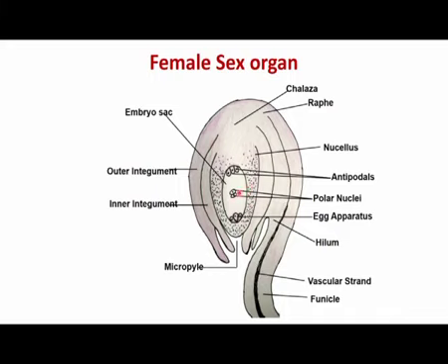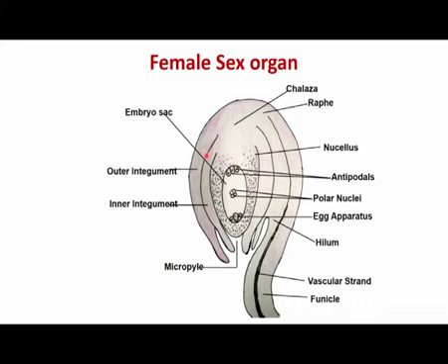Then we have the integuments. Integuments are the outer covering of the ovule, which provides protection during the development of the embryo. Then we have the micropyle, which is a narrow pore or passage formed by the projection of the integuments, through which the pollen tube enters the ovule. And last we have the chalaza, which is the place of origin of the integuments, or the basal swollen part of the nucellus.